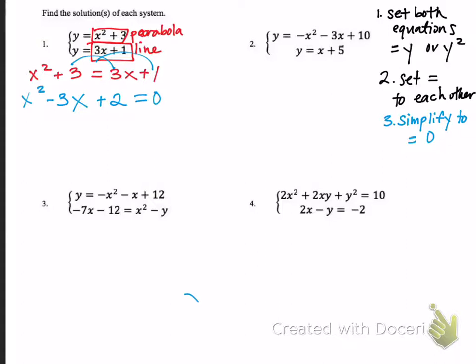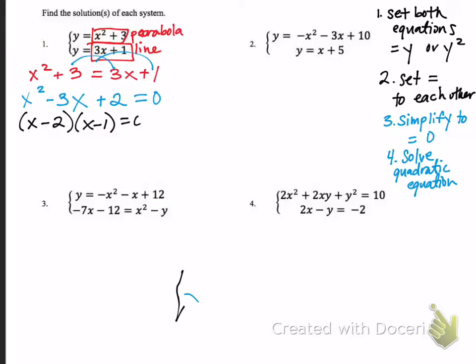Then I'm going to solve it. So step number 4, I'm going to solve the quadratic equation. You don't have to complete the square, you can just factor it. So if I were to factor this, what would that look like? x minus 2, x minus 1 equals 0. And if I were to solve it, then I get two solutions, x equals 2 and x equals 1.